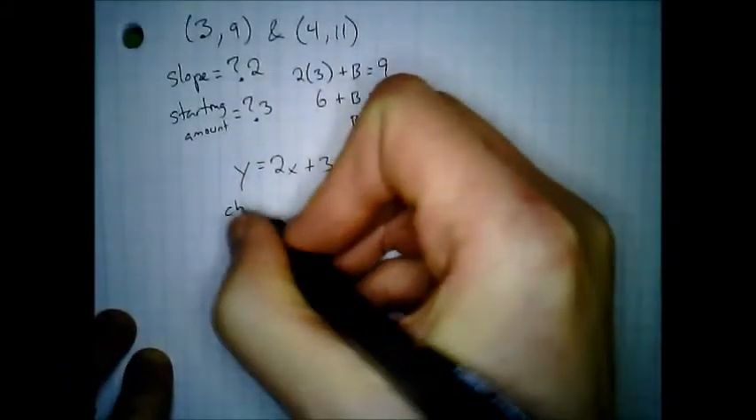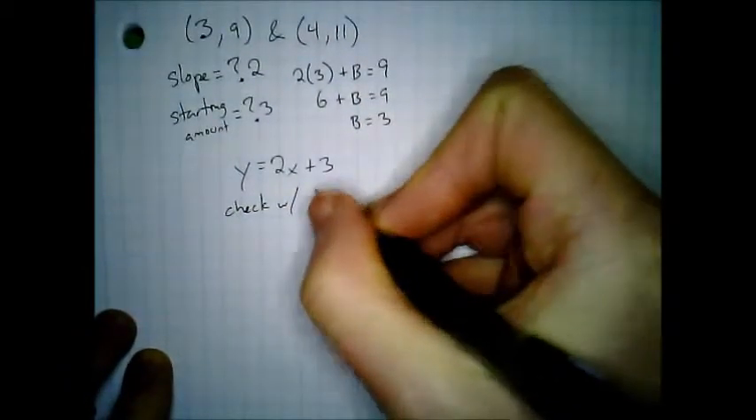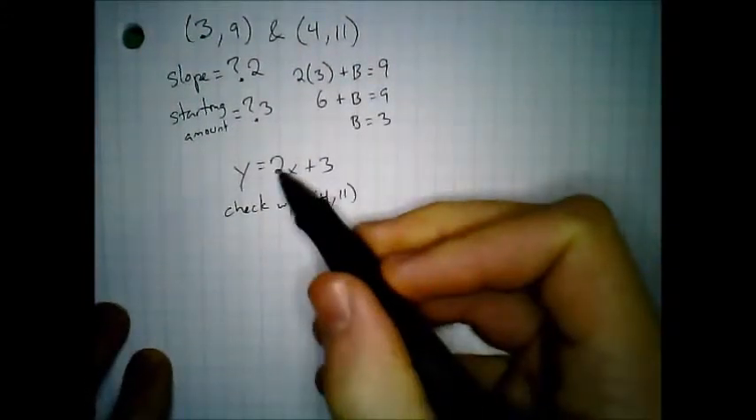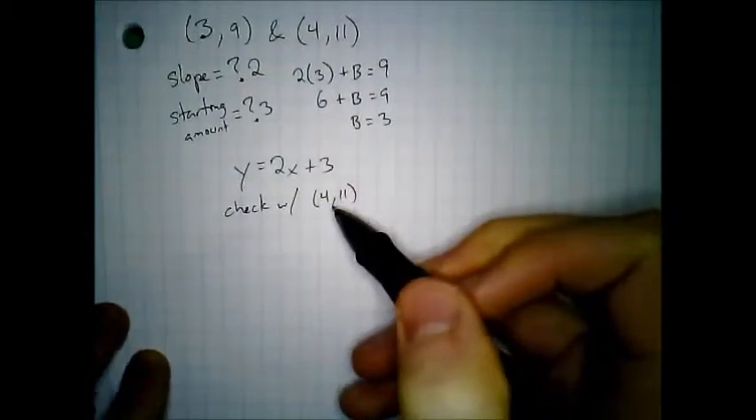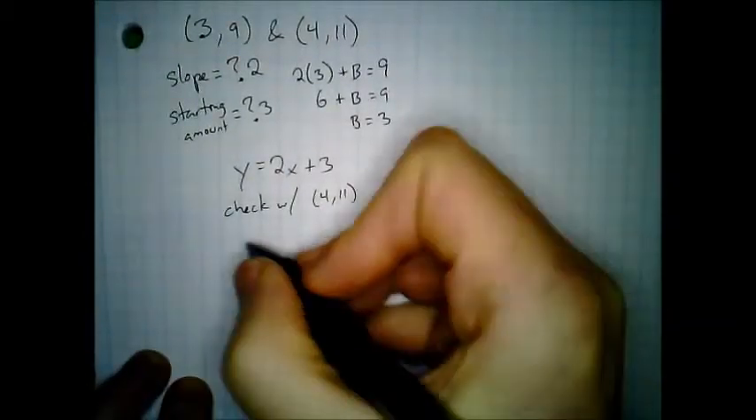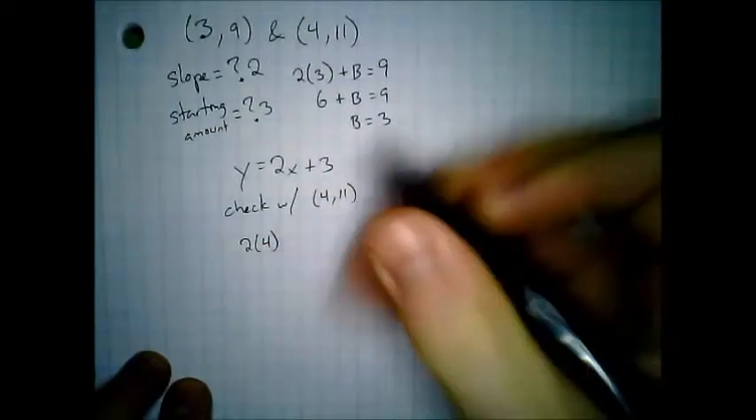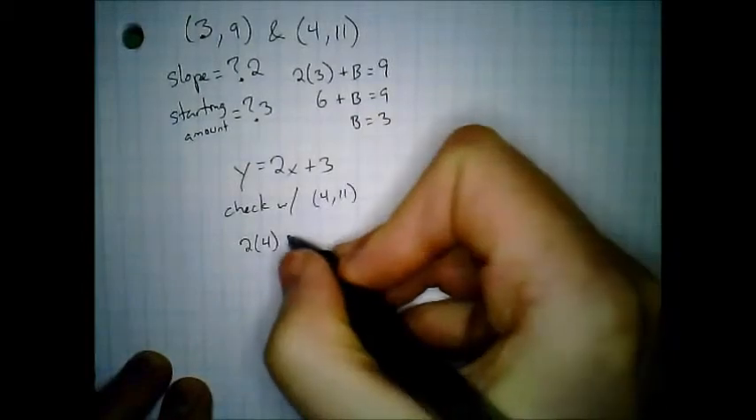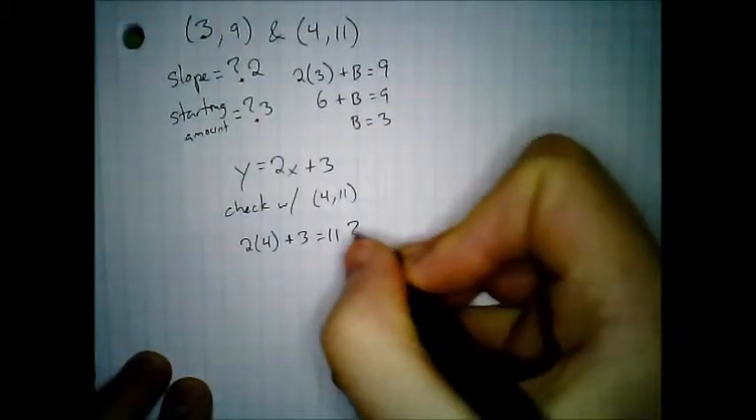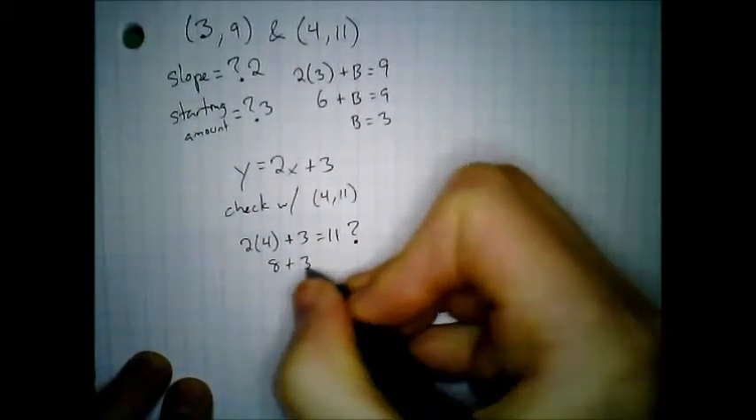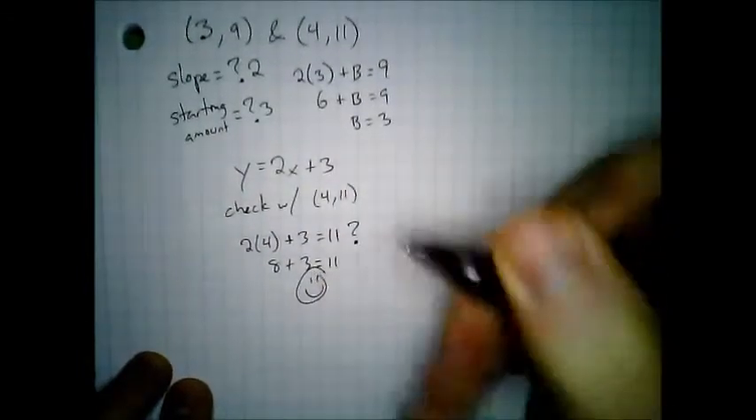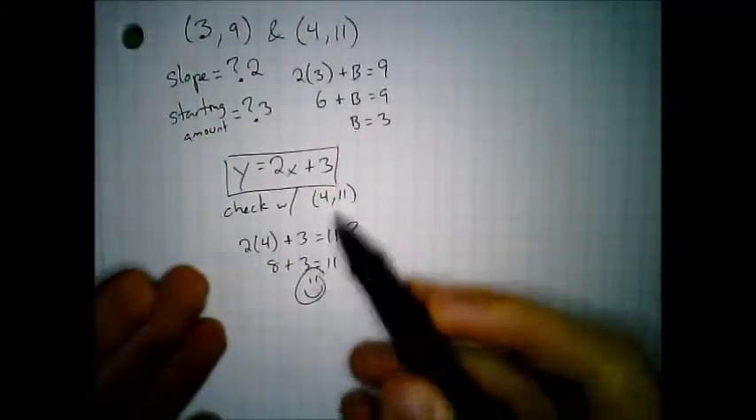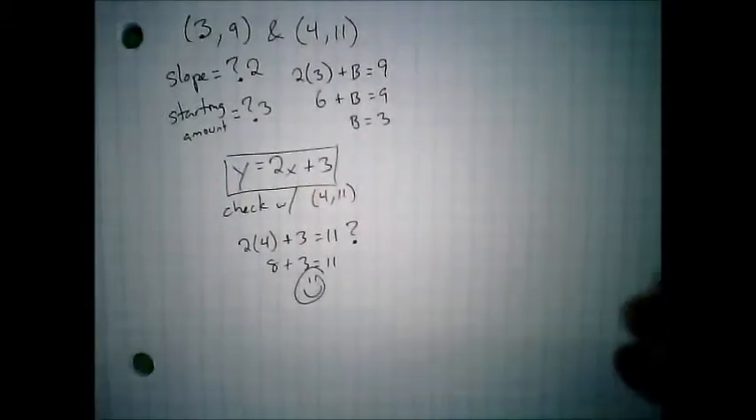What I'm going to do is check it with my other point, (4, 11). This means if I use this rule, this equation, with this point, it should also be true. So if I do 2 times 4, if I want to get to figure 4, I have to add 2 tiles 4 times. So 2 times 4 is 8. Is 8 plus 3 11? Of course it is. So we know for sure that this is correct. This rule also makes this point true. It's a way to check our answer.